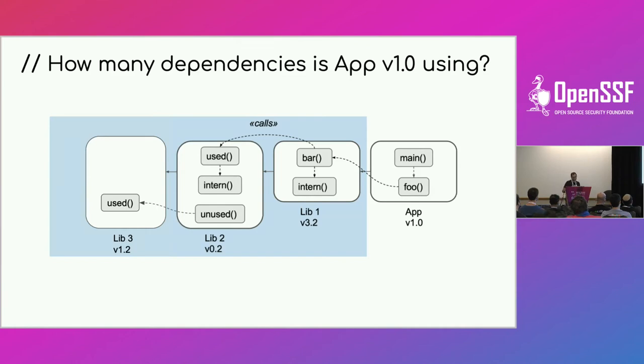So we have that main calls foo, and then foo calls bar in lib 1. And then bar calls used in lib 2. But then we see here that we have a function called unused in lib 2. And that is called in lib 3 used, right? And this is what I mean with the non-reachable transitive dependencies, because we are not really using the unused function in lib 2. But in the metadata base, we don't really see this perspective.